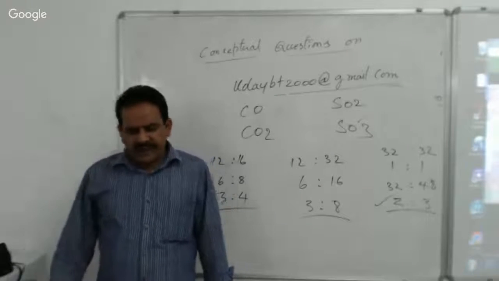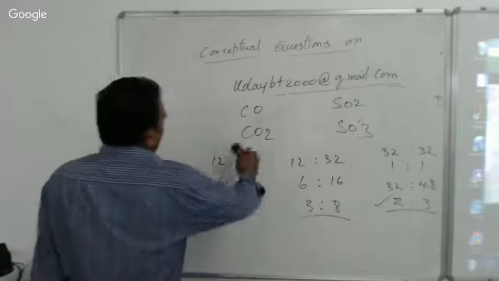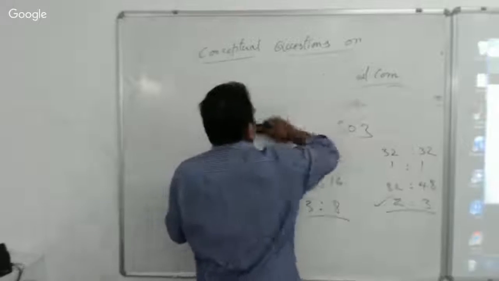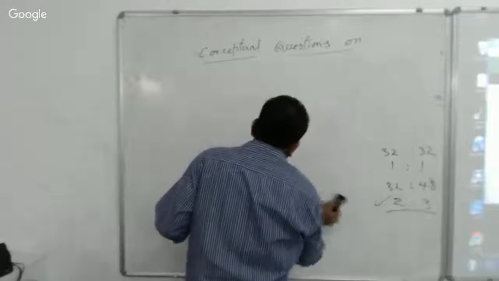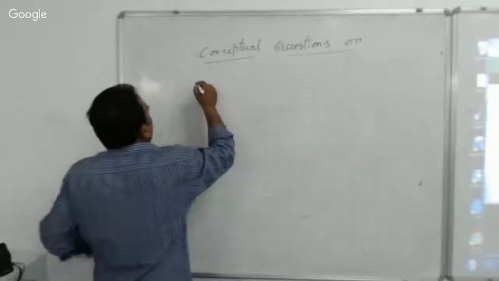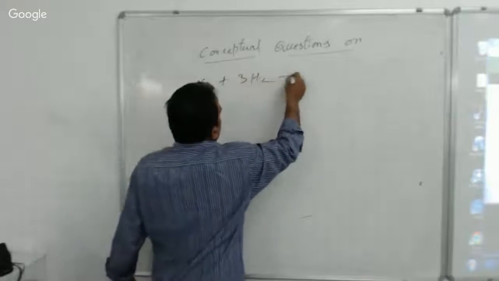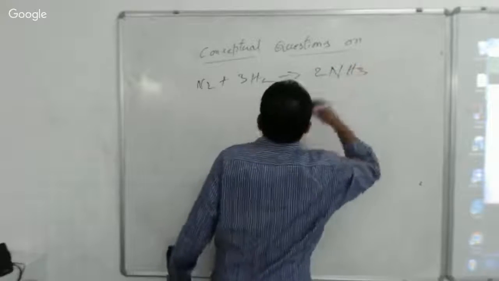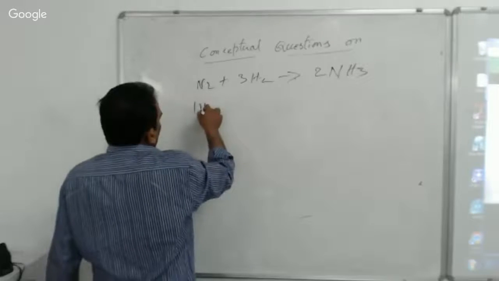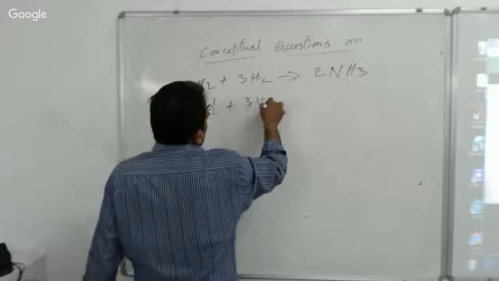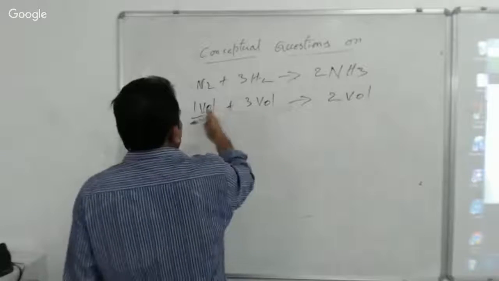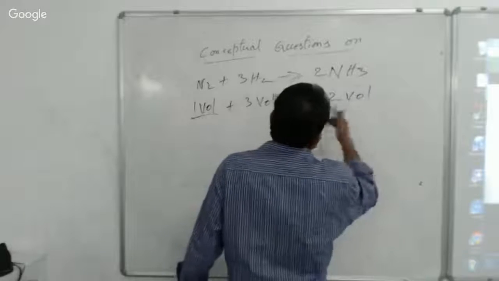Next, in the case of Gay-Lussac's law of combining volumes, what we observe is that the volumes of the gases which combine with each other are in a simple ratio. Let us have a look at this equation: N2 plus 3H2 gives rise to 2NH3. All three are gases. One volume of nitrogen combines with 3 volumes of hydrogen, giving rise to 2 volumes of ammonia. So the combined volumes are in a simple ratio, and the products too.